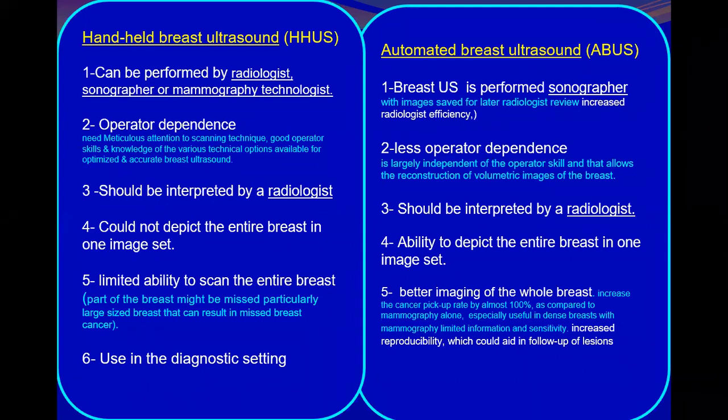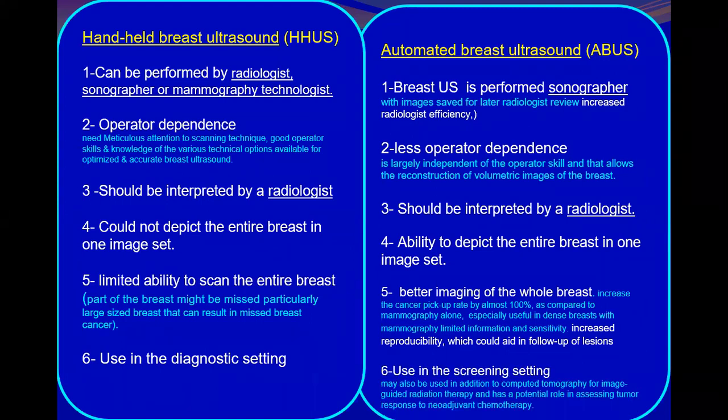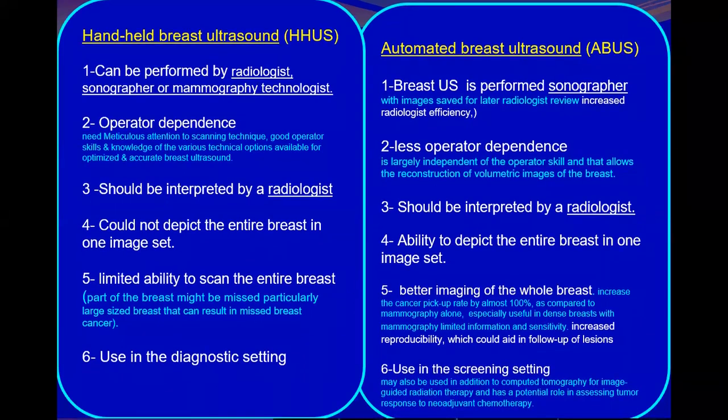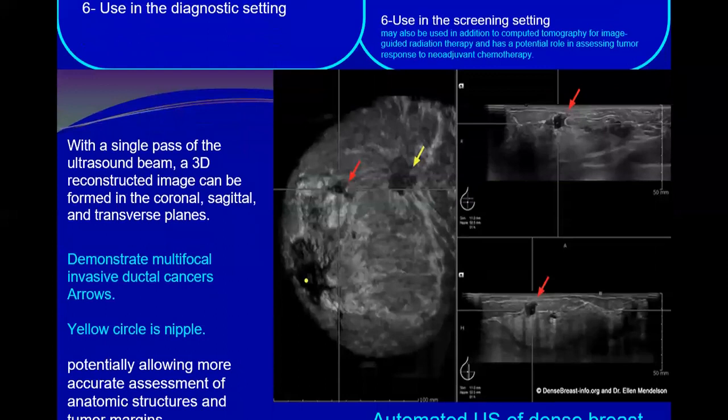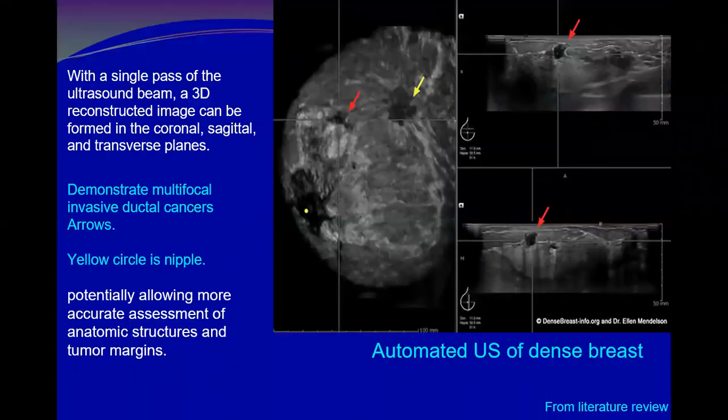Handheld ultrasound is usually used in the diagnostic setting, while the automated is usually used in a screening setting. This is the image of a 3D automated ultrasound of a dense breast, demonstrating multifocal suspicious masses in a case of invasive cancer. This is the nipple, and look, it even shows where the lesions are related to the nipple.